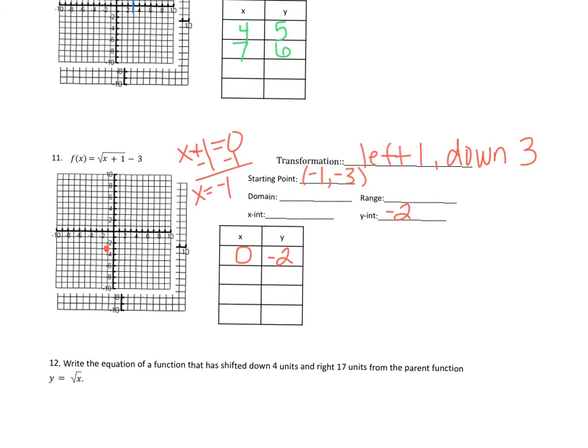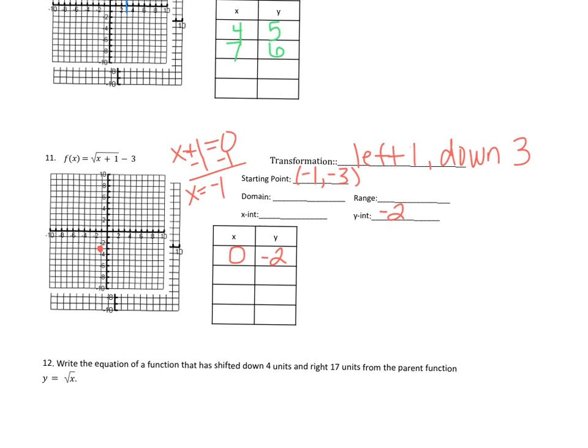So then I can plug in 3 because 3 plus 1 gives me 4. The square root of 4 is 2. 2 minus 1 is negative 1. So 3 and negative 1 is going to be right there. And 0, negative 2 is right there.